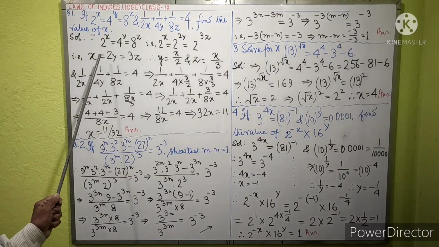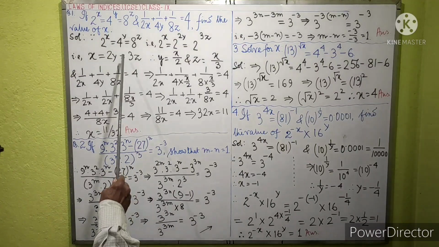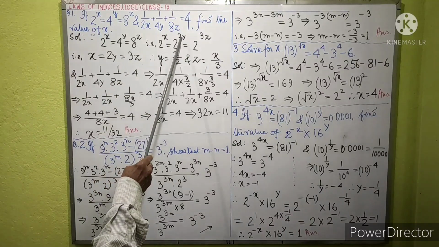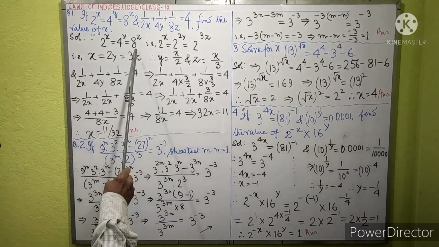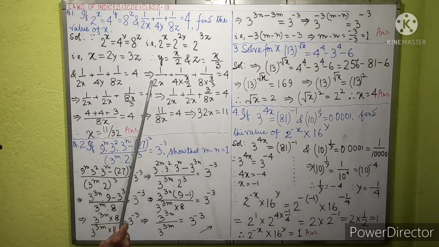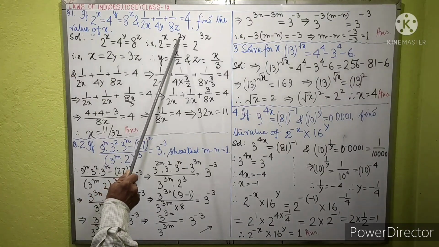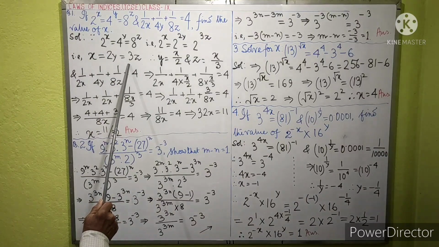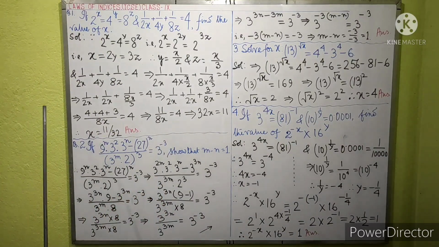Given that 2 to the power x equals 4 to the power y equals 8 to the power z. Therefore, 2 to the power x equals 4 to the power y, which is 2 squared to the power y, that is 2 to the power 2y, and 8 to the power z, that is 2 to the power 3z. Therefore x equals 2y and x equals 3z, that is y equals x by 2 and z equals x by 3.